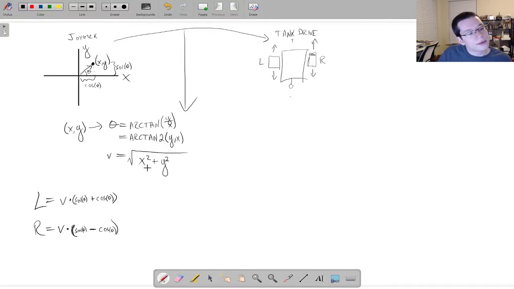Is that right? Yeah, because if I push it backward, then the sine of negative 90 is negative 1. And so it'll go backwards.